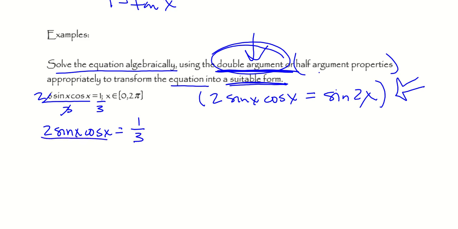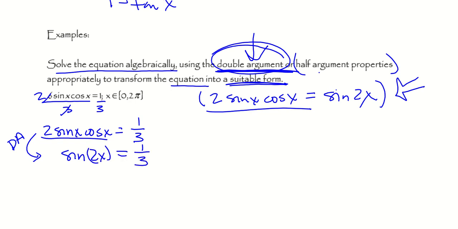Now this looks like this. So I use my double argument identity to replace 2 sine x cosine x with the sine of 2x, which equals 1/3. Now I'm trying to solve for x. It's stuck inside the sine, so what do we do? We take the arc sine. And when we do, we get 2 possible equations.